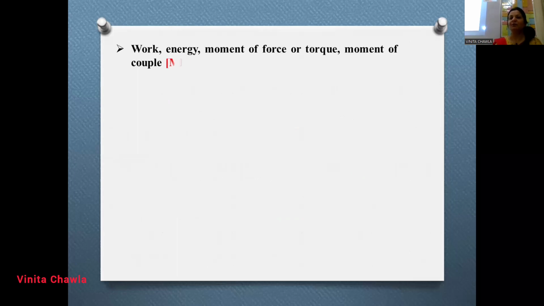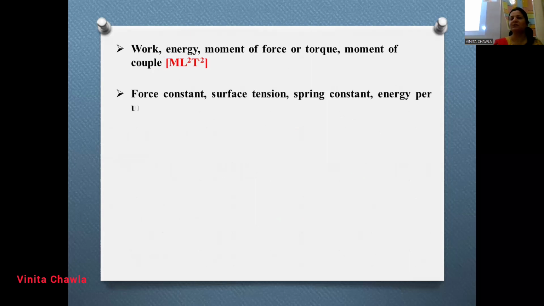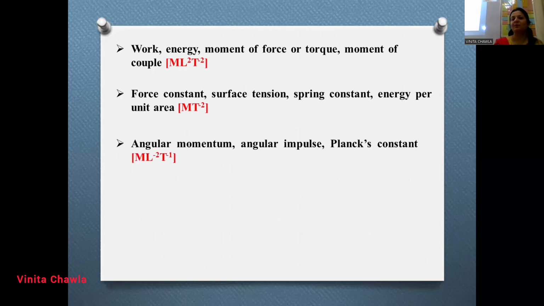Work, energy, moment of force or torque, moment of couple, they have the same dimension. Moment of force is again torque, it's R cross F. Okay. Force constant, surface tension, spring constant, energy per unit area. They have the same dimension MT minus 2. Okay. Angular momentum, angular impulse, Planck's constant. They have the same dimension.